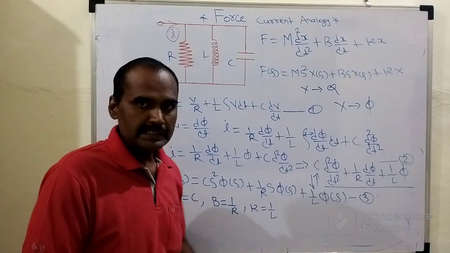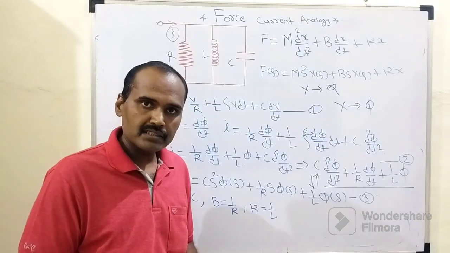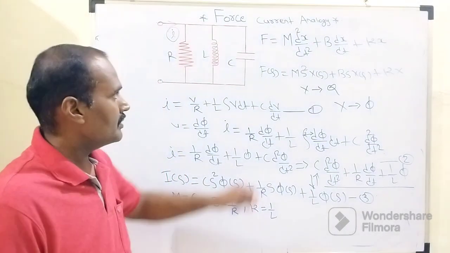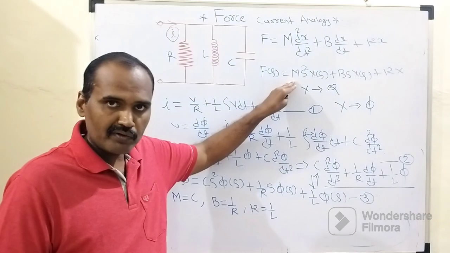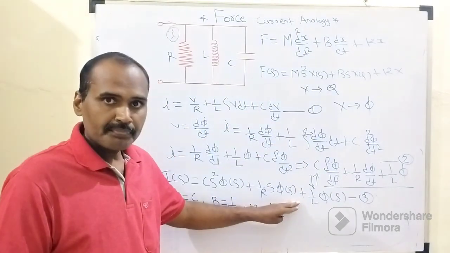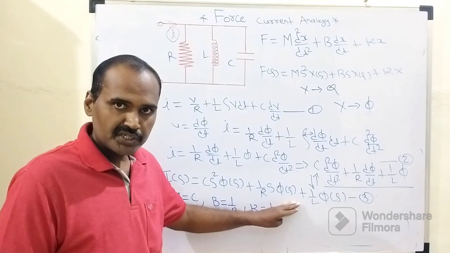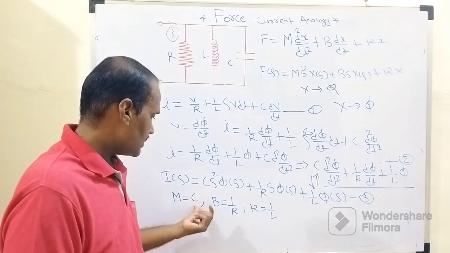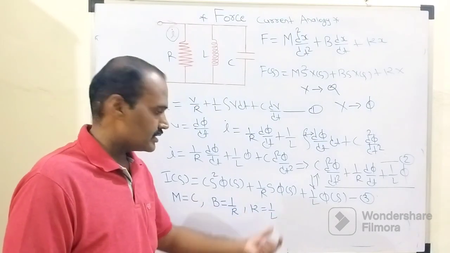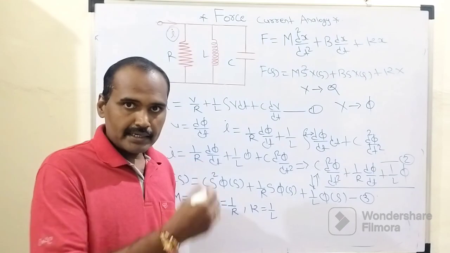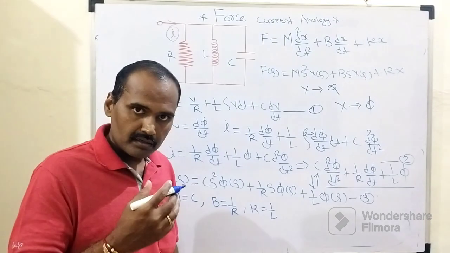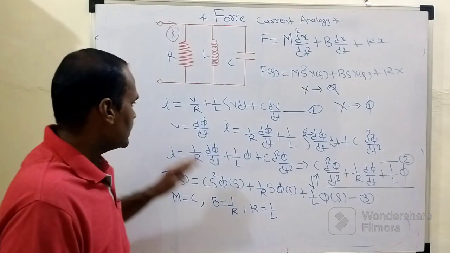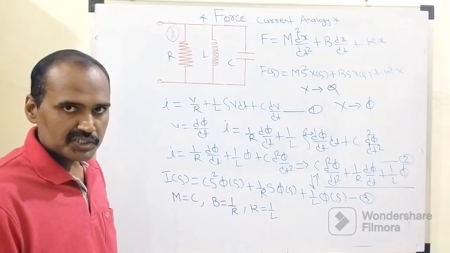Okay friends, once these analogous terms have been discovered by comparison of the basic force or equilibrium equation of this mechanical system with the derived equation of this parallel RLC circuit, M is analogous to C, B is analogous to R, and K is analogous to L. Now in the initial step, one hypothetical assumption is to be made. According to Faraday's law, V is the rate of change of flux per unit time.